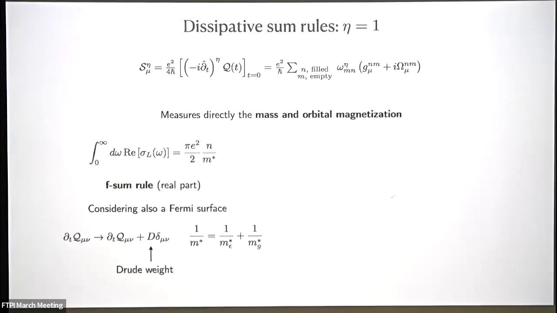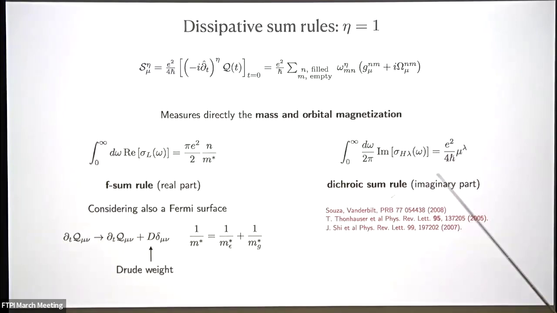Now, the imaginary part of this sum rule is a little bit more obscure. We took a bit of time to find out about it, but it's called the dichroic sum rule. And it picks up on the orbital magnetic moment. This sum rule was introduced by Ivo and Vanderbilt. The way of calculating the orbital magnetic moments in a gauge independent way that works nicely in periodic lattices was done in these two papers by Vanderbilt and Chan Yu.